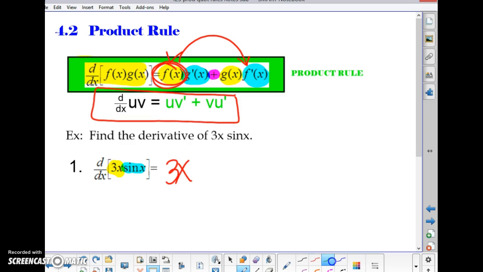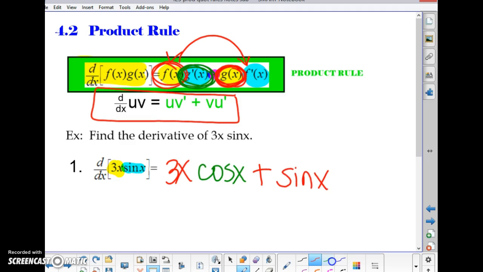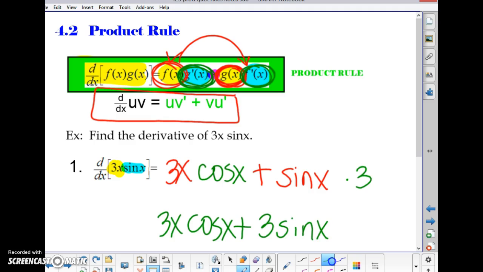and then I'm going to write the derivative of the other function. Derivative of sine of x is the cosine of x. Throw in that plus symbol. And then I need just g of x, not the derivative of g of x. Well, g of x was the sine of x. And finally, I need another derivative, which was of the first piece. Derivative of 3x is 3. So one way I could write this would be 3x cosine of x plus, probably put that 3 in front of the sine. Or maybe you factor out the 3.